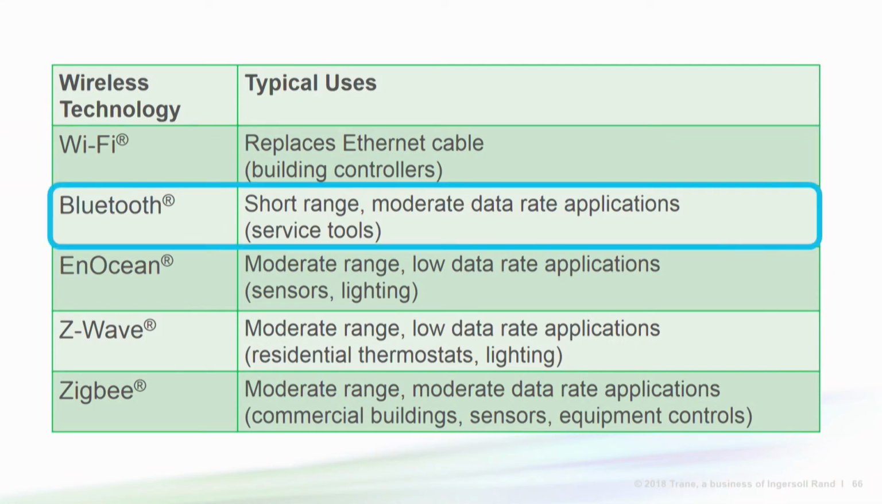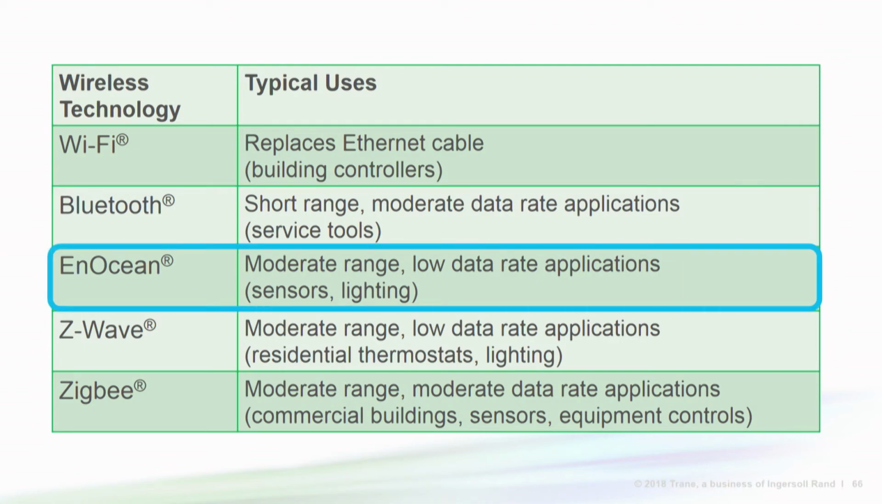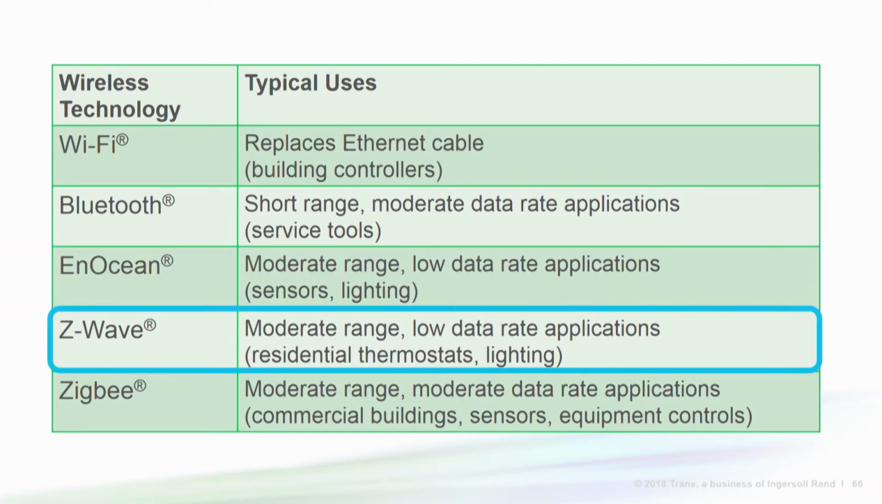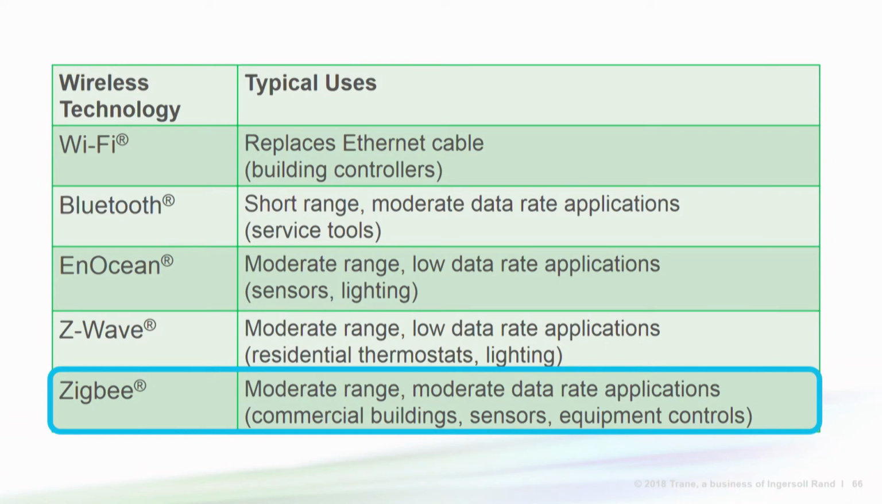Bluetooth is an ideal technology for service tools due to its small network support, moderate data rate, and broad availability on mobile devices. And EnOcean's extremely low power consumption makes it ideal for low data rate battery-powered devices like zone sensors. And Z-Wave's lower data rate and low power consumption make it ideal for residential applications. Zigbee's moderate data rate, BACnet support, mesh topology, and low power consumption make it ideal for sensors and applications where MSTP wiring is used, like for communication between equipment controllers and the building controller.